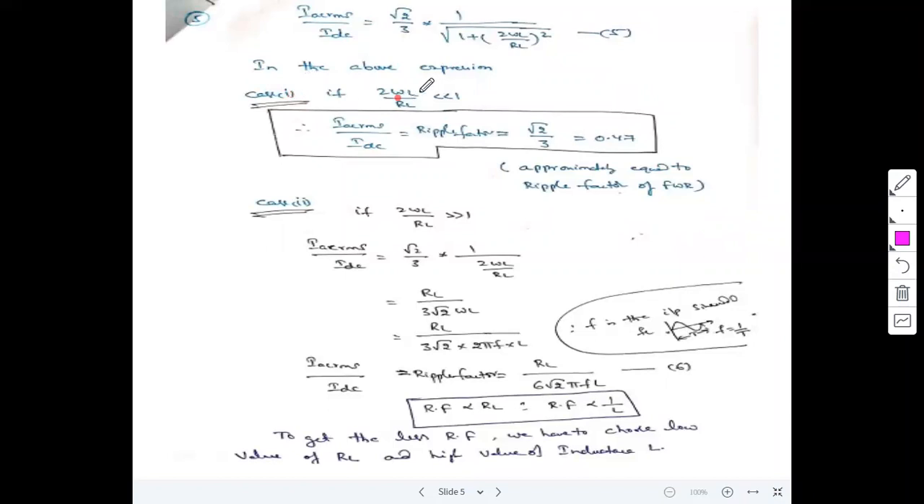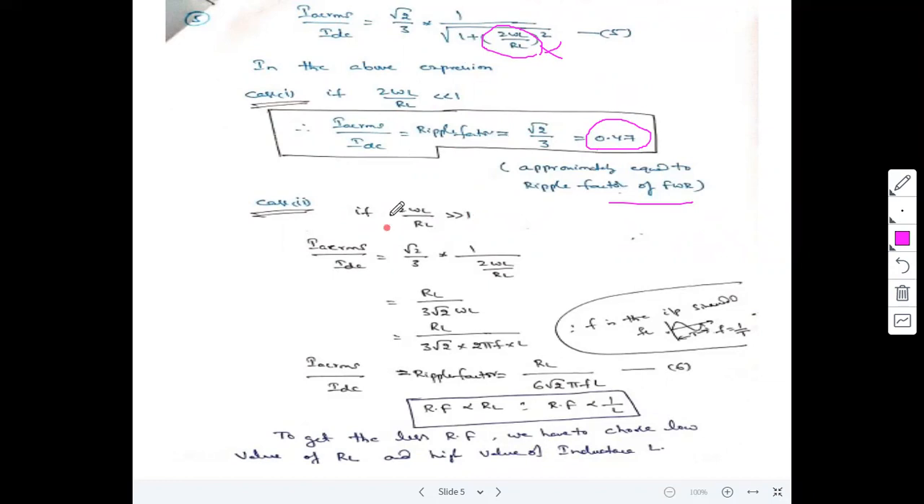Now we consider two cases here. Observe the term under the root, 2 omega L by RL whole square. In this first case, 2 omega L by RL is very much less than 1. The ripple factor, IAC by IDC, is nothing but the ripple factor. This term can be neglected, since it is very much less than 1, so the root is equal to 1. So the ripple factor is equal to root 2 by 3, that is equal to 0.47. This is approximately equal to the ripple factor of a full wave rectifier. The full wave rectifier also has the same ripple factor, 0.47.